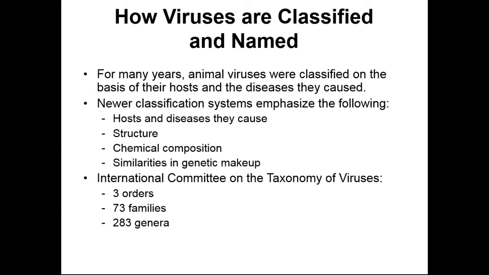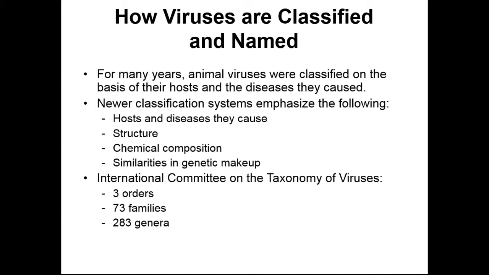For a long time, when we named a virus, we named the virus based on the host that it was found in and the disease that it caused. And that's a pretty straightforward naming system. Think of the tobacco mosaic virus. The tobacco mosaic virus is a virus that infected tobacco plants, and it caused little colored splotches to appear on the leaves of the plants. It looked like a mosaic.